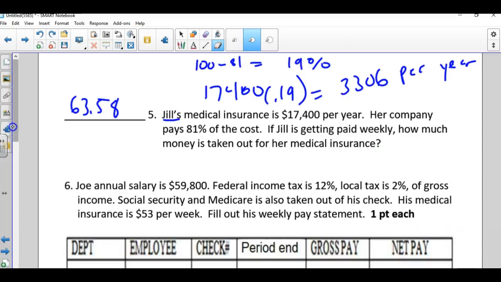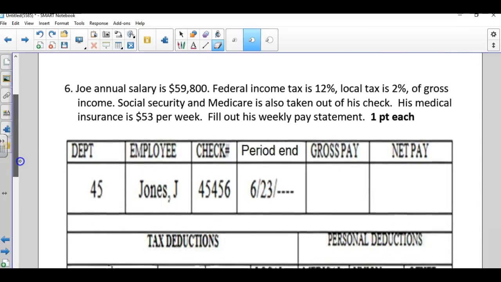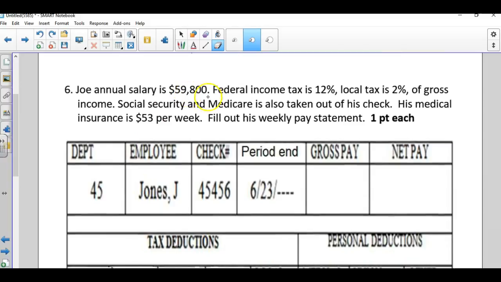All right. Now, Joe has an annual salary of $59,800. Federal income tax is 12%. Local tax is 2%. Social Security, remember guys, is 6.2%. And Medicare is 1.45%. His medical insurance is $53 a week. Fill out this statement, and it's weekly.